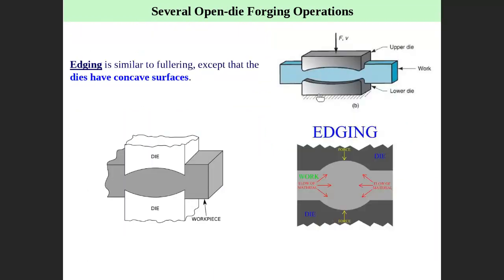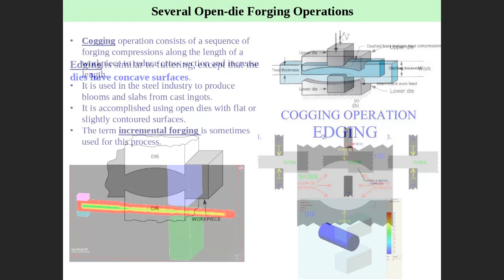Edging is exactly the same, but the die shape is different, which is a concave surface. It also does the same thing: the die reduces the cross section in one place and increases the material in another place, redistributing the material in the bar. This is what we call edging.